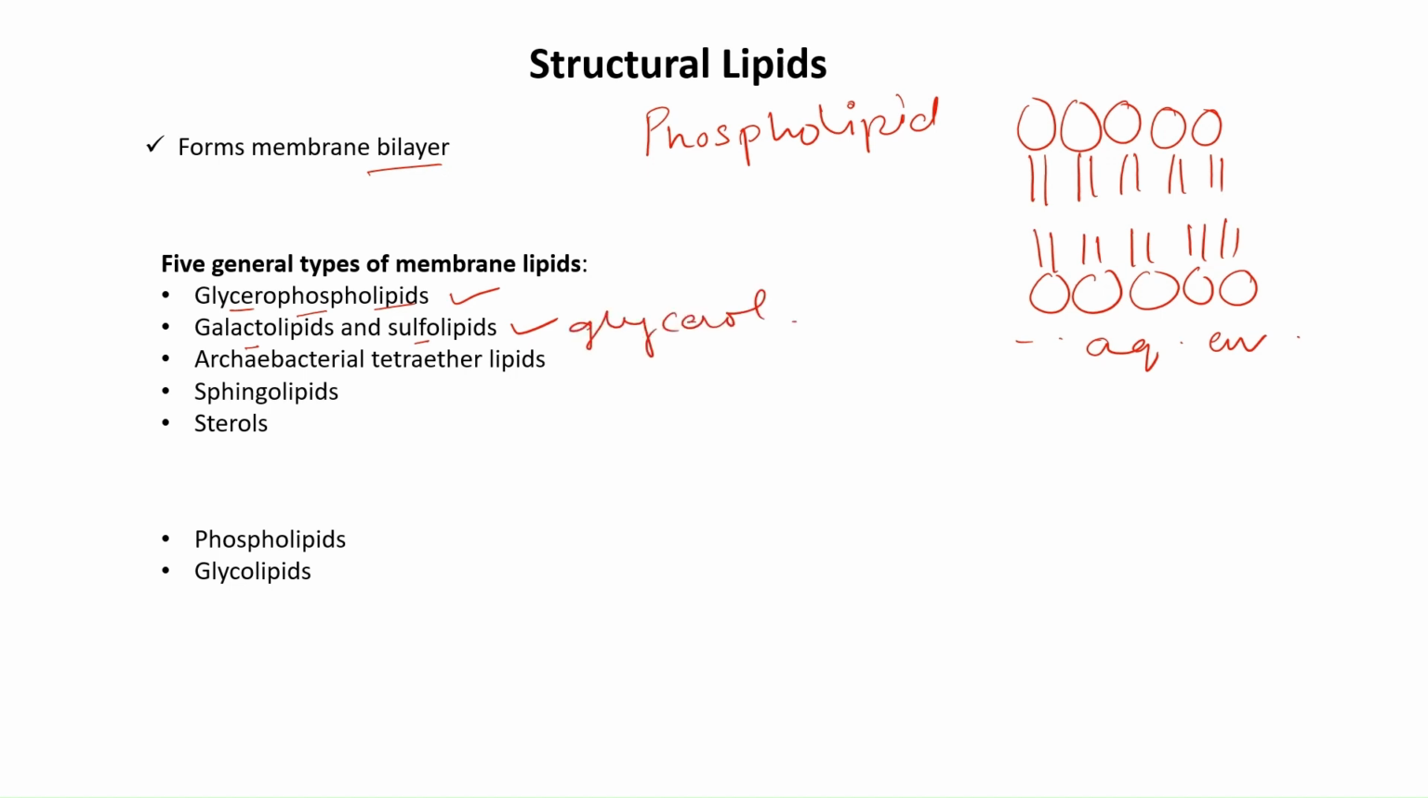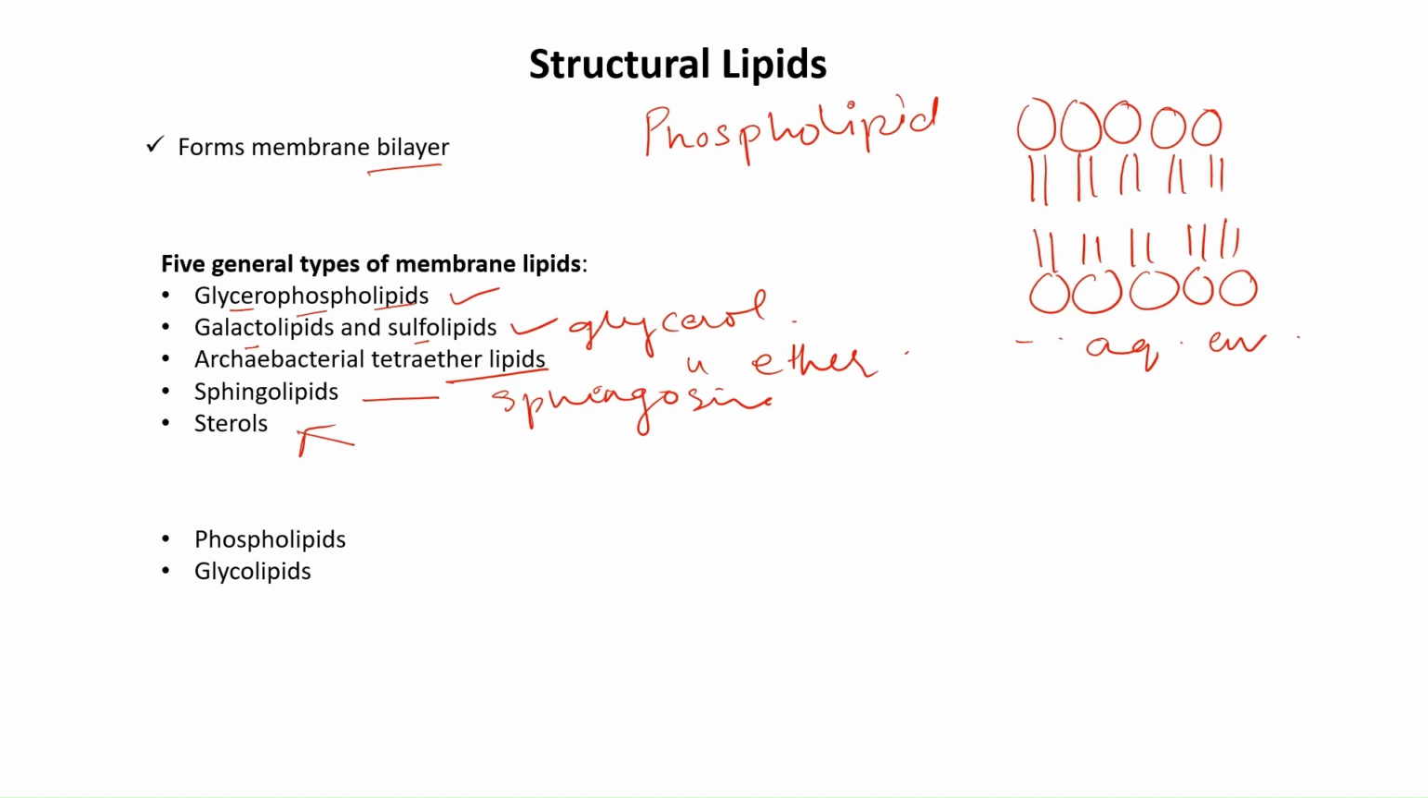Archaebacterial tetraether lipids. They are also based on a glycerol backbone, but they contain ether linkage. Sphingolipids, that means here the backbone is sphingosine. And next are sterols. So these are the 5 general types of membrane lipids.